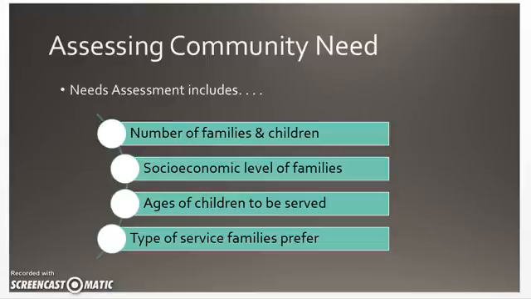Assessing community need. Needs assessments can include the following aspects: the number of families and children, the socioeconomic levels of families, the ages of children to be served, and the type of service families prefer. So a needs assessment would include deciding what needs your specific community has and how you will go about meeting those needs with your program.